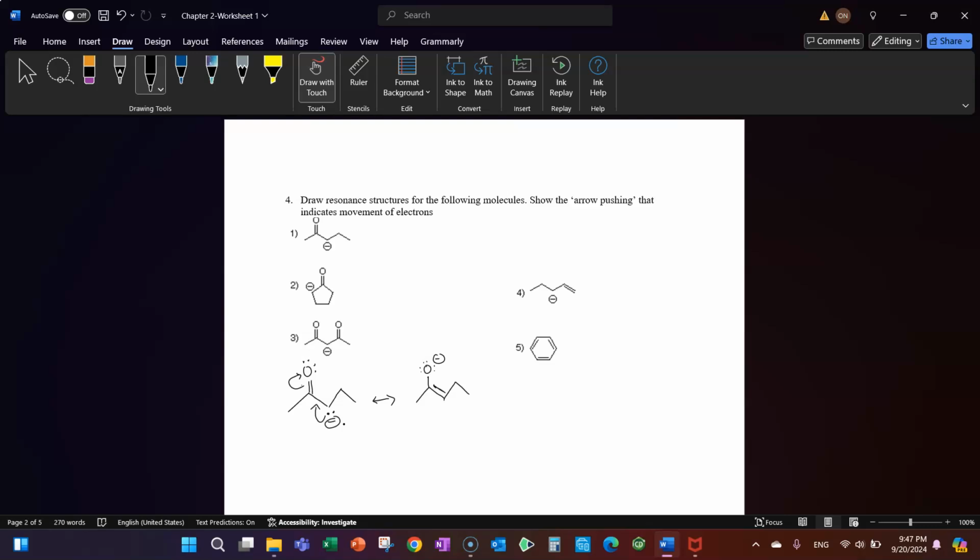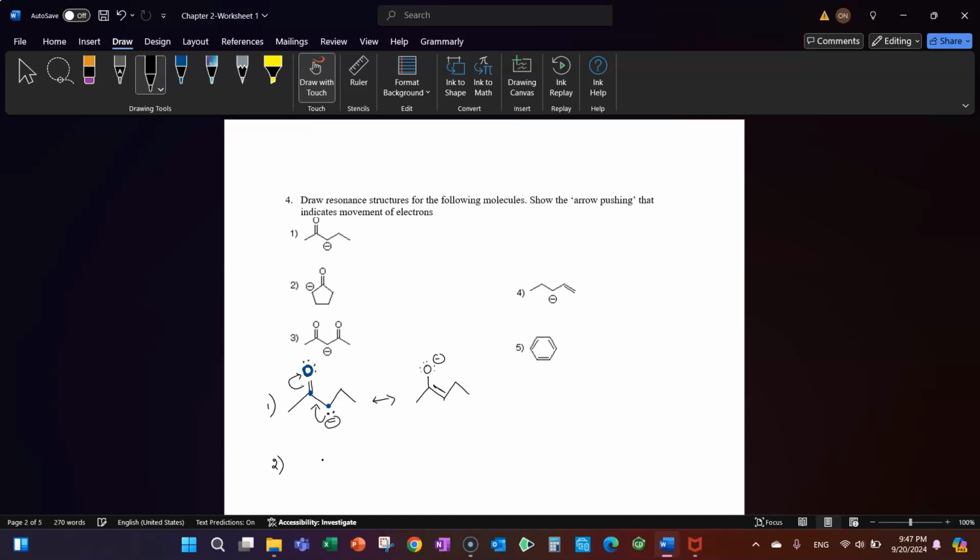Okay, so you have to make sure that you identify the 3 atoms on which the resonance, or the delocalization of the electrons, is happening. I have highlighted the 3 atoms. One is the oxygen atom and the other 2 are carbons, on which the delocalization of the electrons will happen. So that was number 1.